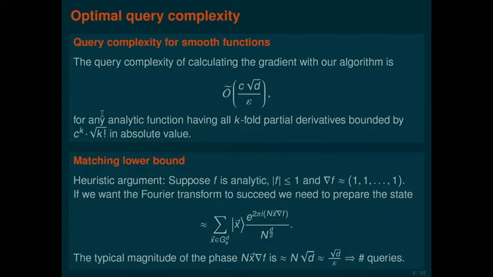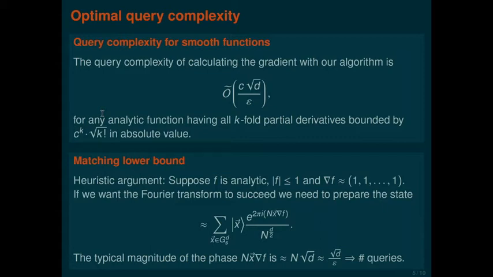And so the question is, what is the typical magnitude of these phases? Because each phase I can get by a phase query. Each phase query adds at most 1 to my phase. Of course, phases wrap around, but still I need to somehow get this wrapped around large phases. So the heuristic argument is that this expression is basically the typical value is n times square root d.